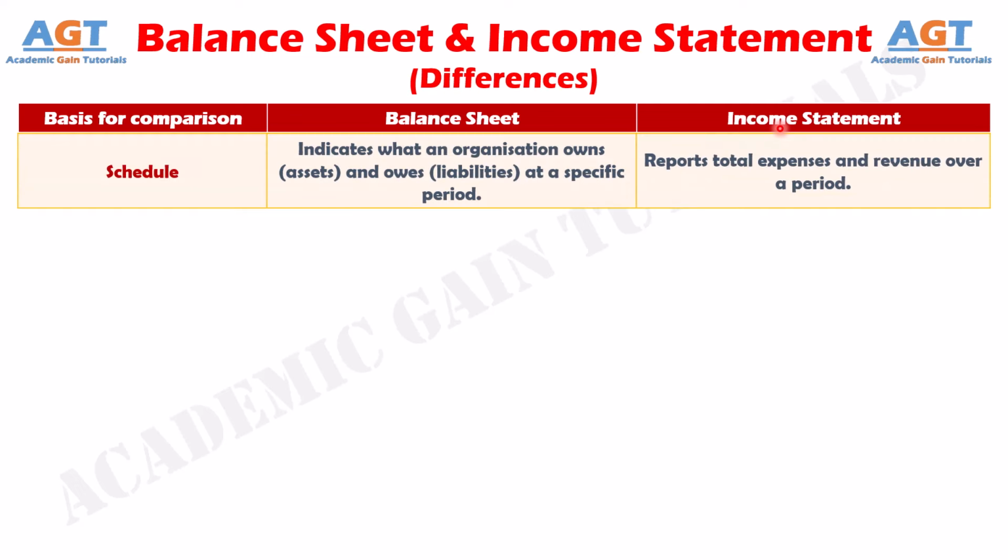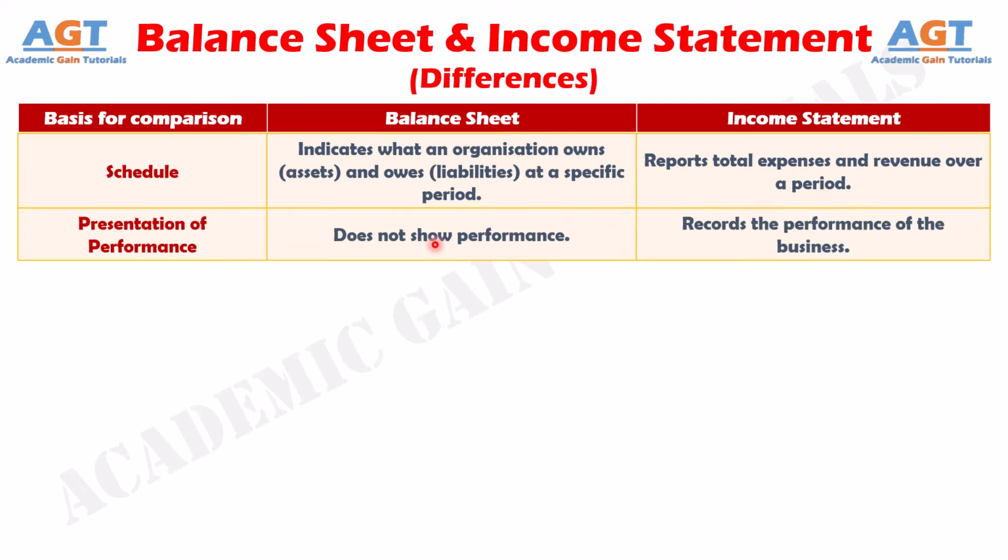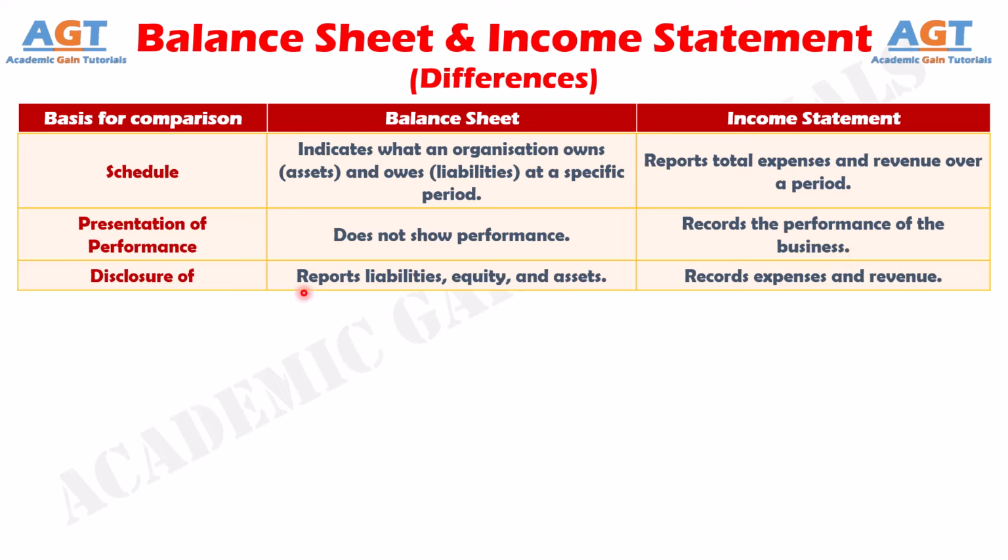Difference number 1. The balance sheet indicates what an organization owns, assets, and owes, liabilities, at a specific period, whereas the income statement reports total expenses and revenue over a period. Number 2. The balance sheet does not show performance, whereas the income statement records the performance of the business. Number 3. The balance sheet reports liabilities, equity, and assets, whereas the income statement records expenses and revenue.